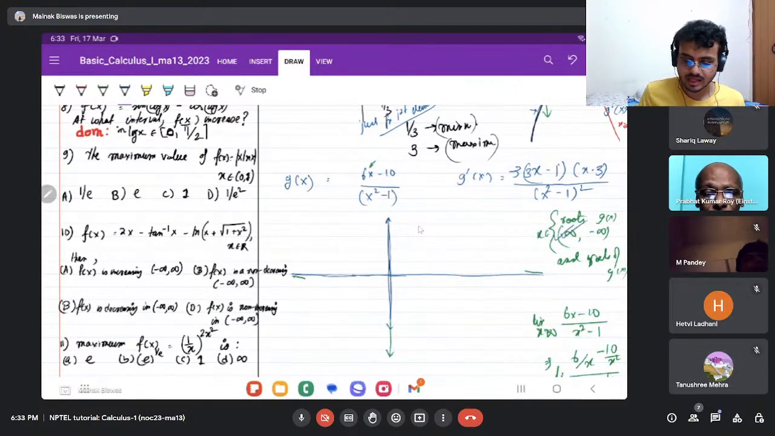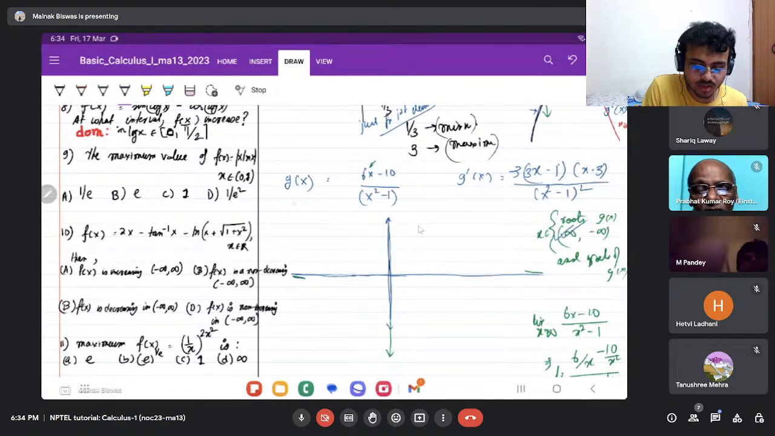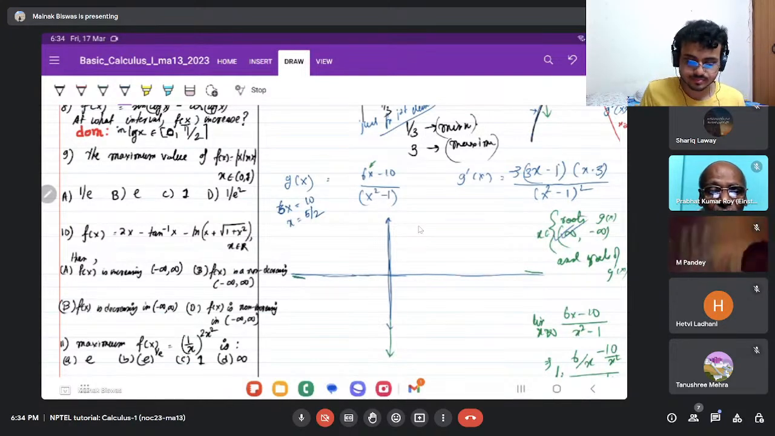Yes, sir. Next, we'll see the critical points, right? First we'll see the 0. At what point do you have a 0 of this function? 6x is equal to 10, right? So x is equal to 5 by 3. Correct? At 5 by 3, g of x is 0? Yes, sir. So at 5 by 3, that is 1.67, it will become 0, right?